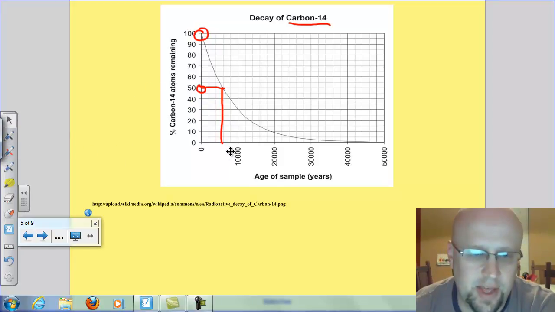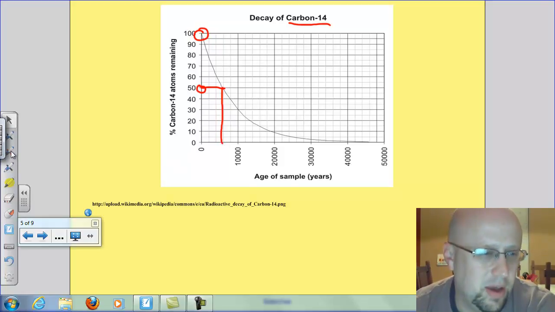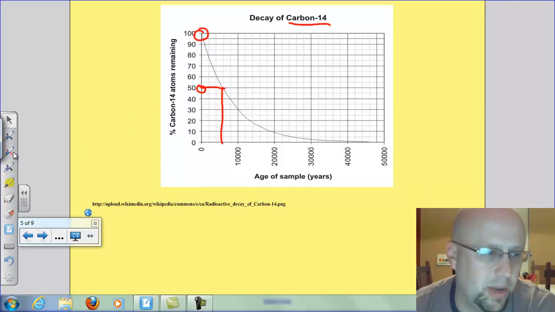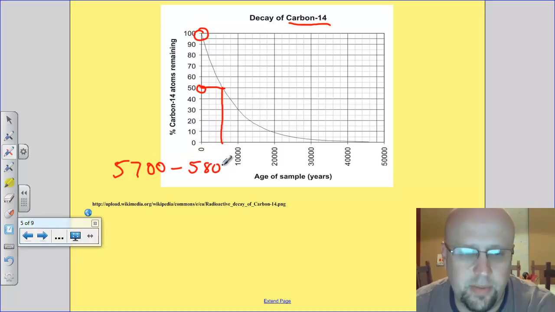So 10,000 is here, and we've got 5 boxes, 1, 2, 3, 4, 5. So that means that each box is 2,000 years. So that means 2,000, 4,000, 6,000. So a little under 6,000. Let's say maybe, and obviously we're going to be making an estimate here when we do that, but I would say probably about, I don't know, 5,700 to 5,800.